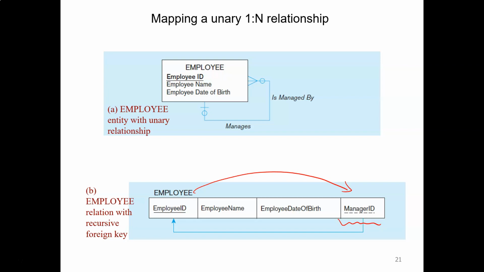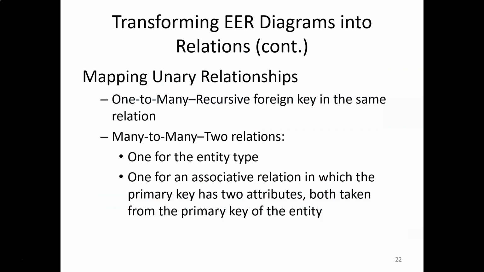So it still is the same rule. You see one entity, you create one table. You see a one-to-many relationship, you make sure the primary key of the one side becomes the foreign key on the many side. What if it's a many-to-many unary relationship? You have a unary relationship with a many-to-many relationship. What you do is, well, you see one entity, you create one table. And you see a many-to-many relationship, you create another table.